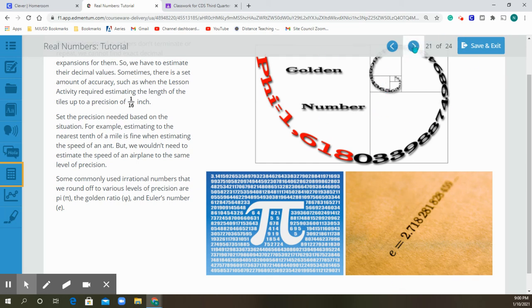So in mechanics, when you are measuring for machining parts, it might be within the millimeter or something even finer of precision.